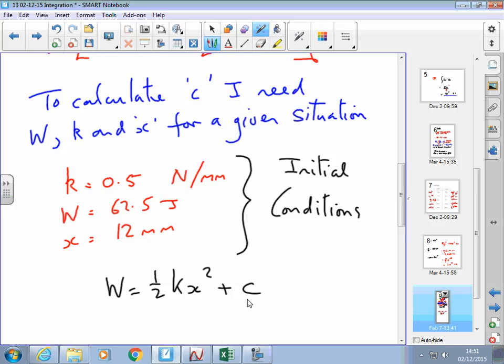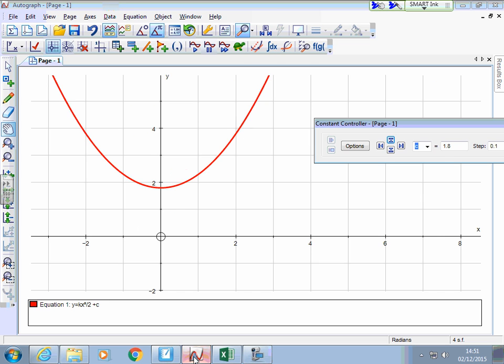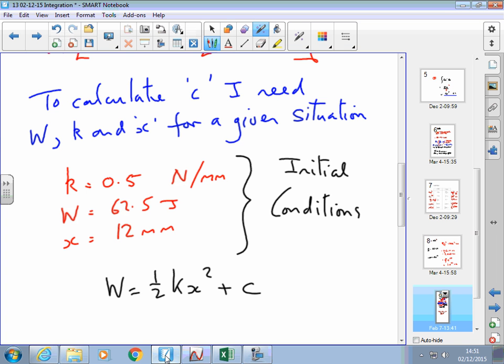In other words, I need to know for a given point on the curve, this curve here, what is K, what is the work done, and what is the extension. So let's say I did an experiment with this spring, and I found out that I need to do 62.5 joules of work to extend it 12 millimeters with a spring constant of 0.5 newtons per millimeter. Those are my initial conditions.